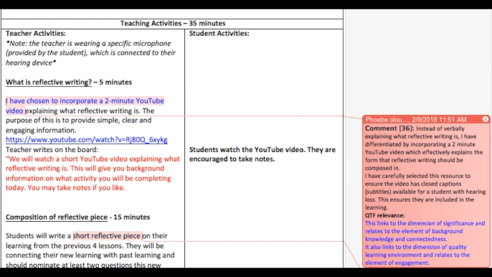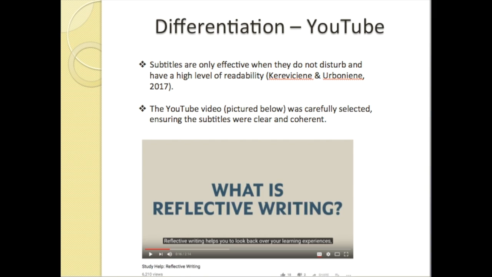Within the final lesson titled Evaluate, I have differentiated, which is the text in blue, by incorporating a 2-minute YouTube video explaining the form of a reflective writing piece. It is argued that subtitles are only effective when they do not disturb the viewer, and for this to be achieved, subtitles need to reach a high level of readability. I ensured that the subtitles for the video, which is pictured below, were clear and coherent, so that a student with hearing loss was engaging in the same material as other students.